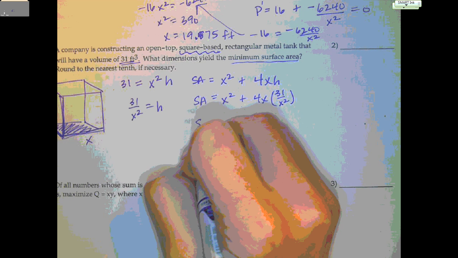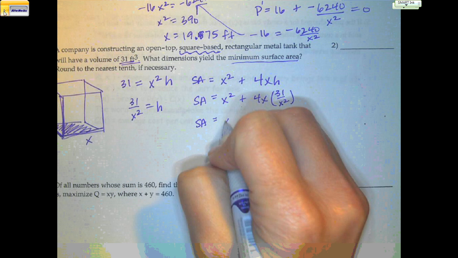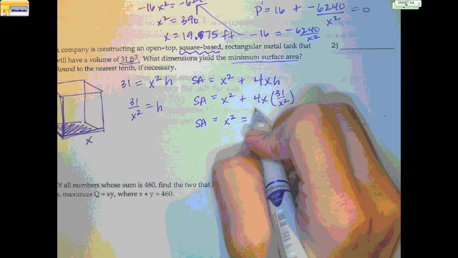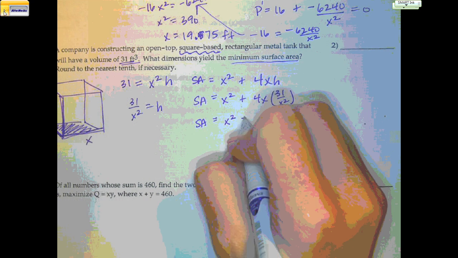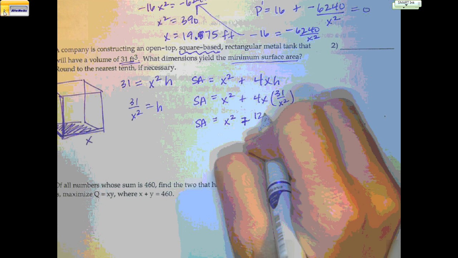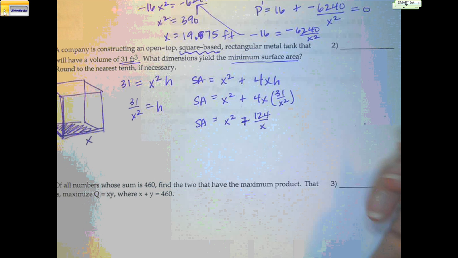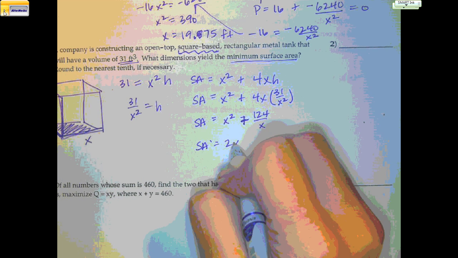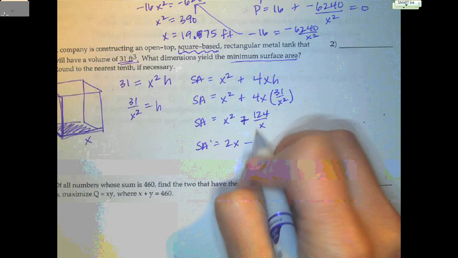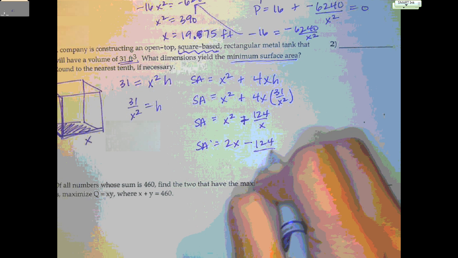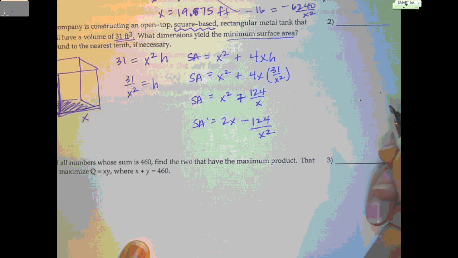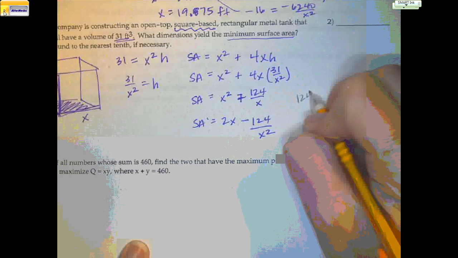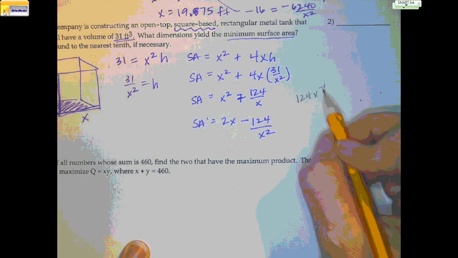And I simplify it. And I get x squared plus 124 over x. Is that right? Is that 124? Yeah, over x. And now we take the derivative. So we have 2x minus 124 over x squared. So we know where that came from. Same reason the last one kind of turned out like that. In my head, I'm thinking that that is 124 times x to the negative 1. Power rule makes it look like that.